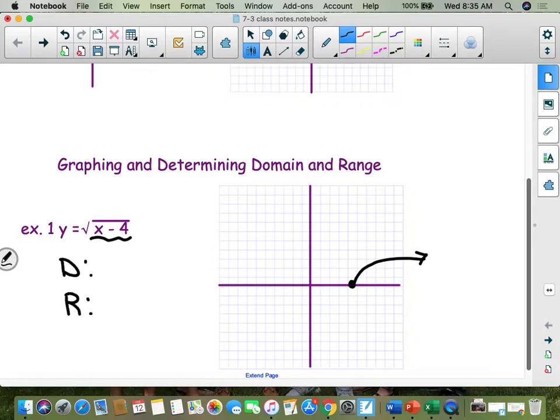Domain and range. The domain is when your answer on the x-axis starts at 4 and it goes to infinity. The range starts at, you always start from the bottom, the first y value, 0 to infinity. We'll just do a couple more and that's about it. So I think you guys can handle this today.